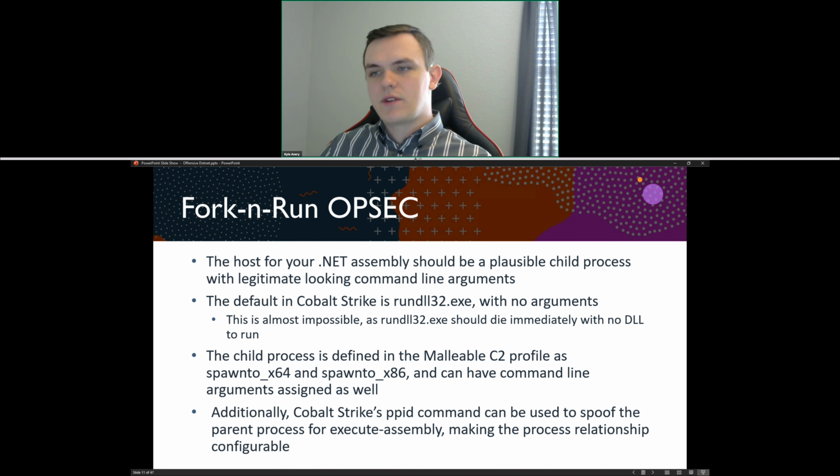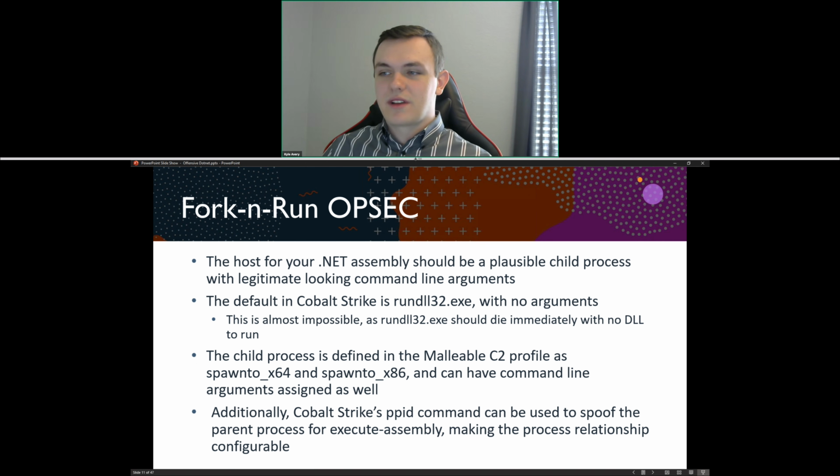So first of all, the host for your .NET assembly, so that child process that we're going to spawn, needs to be a plausible child process with legitimate looking command line arguments, right? The default configuration for Cobalt Strike is to launch rundll32 with no arguments, which is super unlikely. If you open your command prompt on your Windows computer and run rundll32, it will immediately exit. It will not do anything because you did not provide it a DLL to run. And so seeing a process called rundll32 just persisting for a long time while your tool runs, or for any amount of time really, is very suspicious and typically caught very quickly.